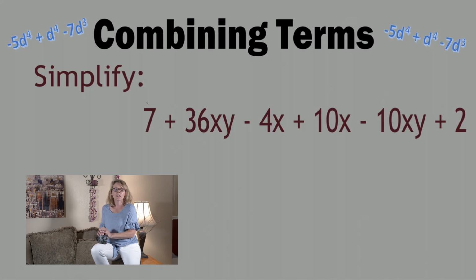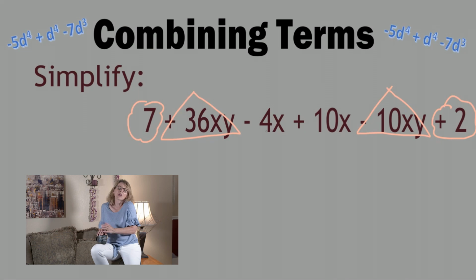They are officially like terms because they have the same letters, which are none, raised to the same powers. I'll cloud them. I think the clouds are my favorite. 36xy and negative 10xy are also like terms. They'll get triangles like this. Negative 4x plus 10x will also be combined, so I'll go with boxes around them. We'll take care of the clouds first.